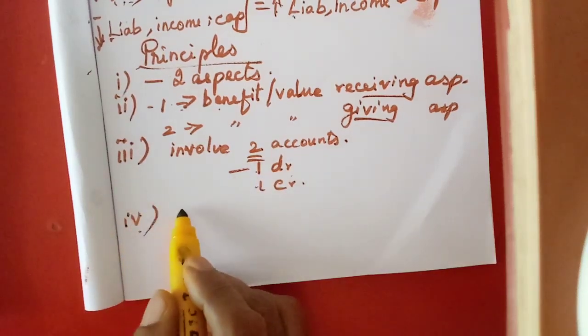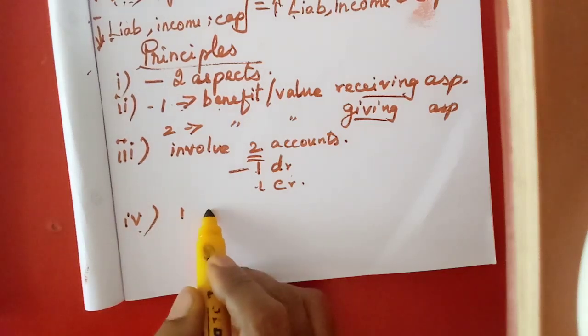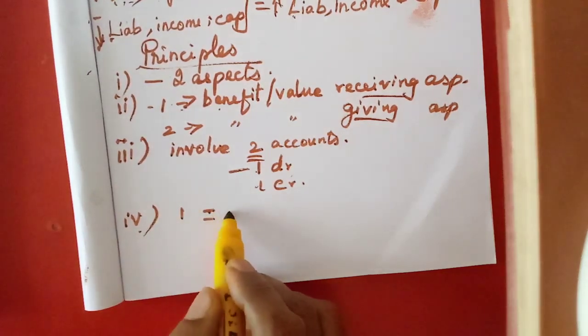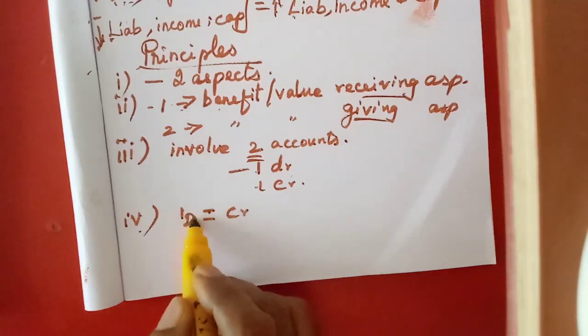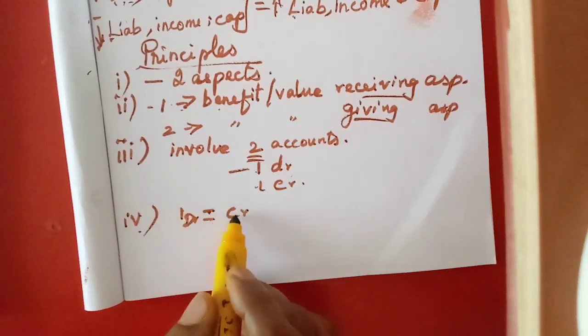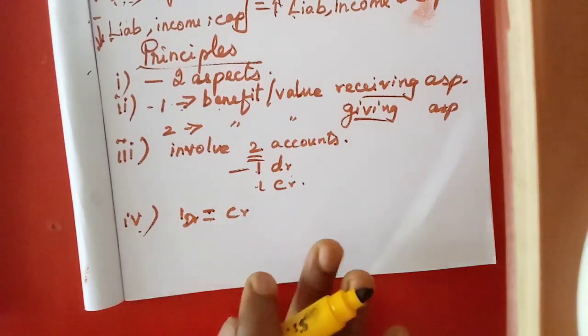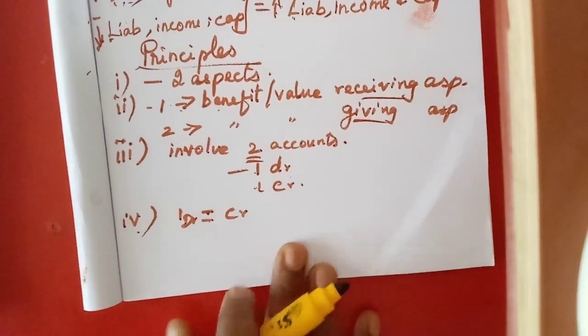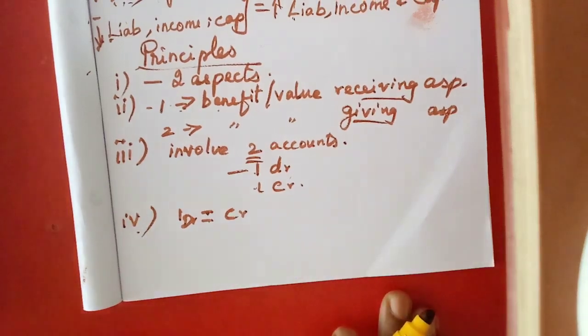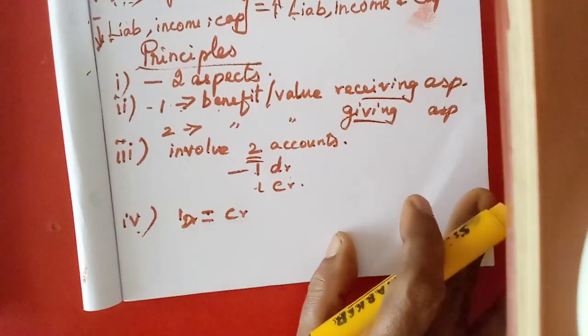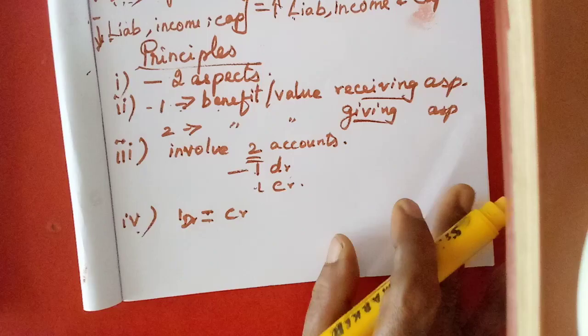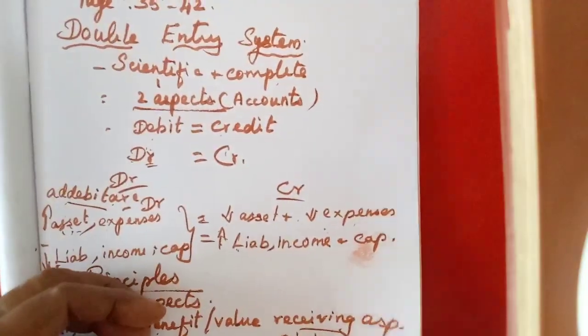And for every debit there must be a corresponding and equivalent credit. That means if one is debited, the other must be credited. Only one entry may not be there. In the journal entry, there will be one debit and another one will be credit. Understood now the principles? Now we will learn the advantages of double entry system.